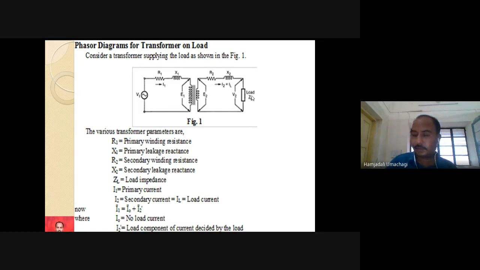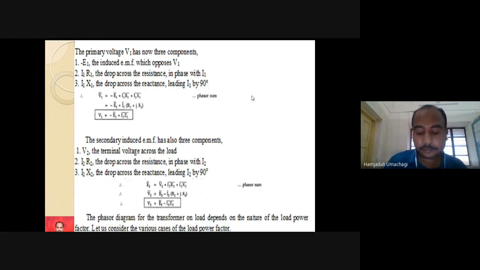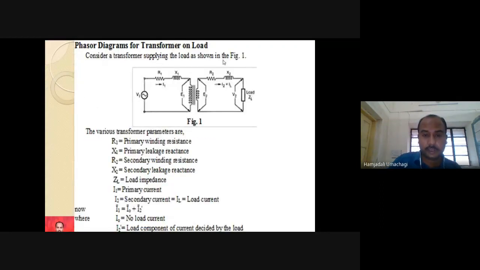Yes? Okay, fine. Now for this circuit diagram, you need to write the KVL equation. I told you that E1 always opposes V1. Yes or no? This is the cause. Sorry, this is the effect and this is the cause. So E1 is going to oppose V1. Wait for some time.